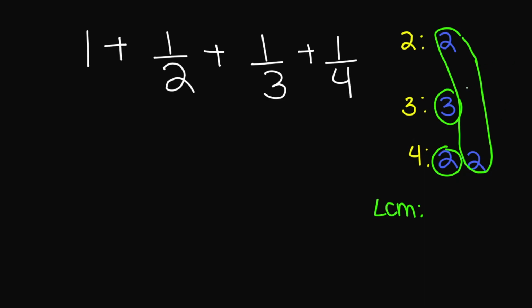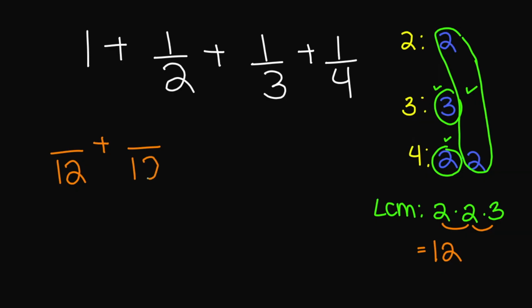So my 2 here, I'm going to go ahead and write this one time. That's perfect. My other 2, I'm going to go ahead and write that one. And then we have our 3. I'm going to include that as well. 2 times 2 here is going to equal 4. 4 times 3, this is going to equal 12. So your least common multiple in this example is 12. So that means I need to get 12 in my denominator so that we can add or subtract.